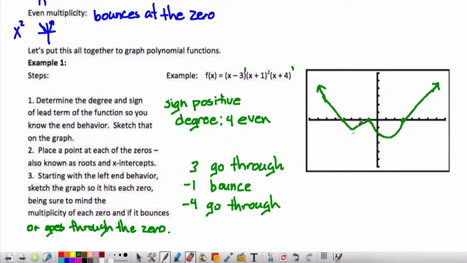Next thing, it doesn't look exactly like this here. It's not just going right like that. It probably is a lot steeper. What you would have to do is plug in these numbers to find some other points to graph it more exactly. I'm not asking you to do that right now. Right now, all I want you to do is get a basic shape of the graph. We could find the y-intercept and get this a lot more exact, but I just want to see that you know where it bounces, where it goes through, and what the end behavior is.